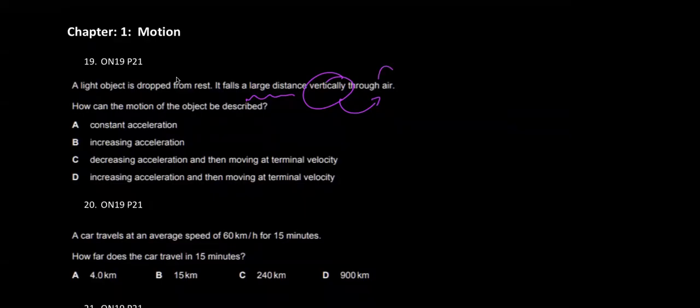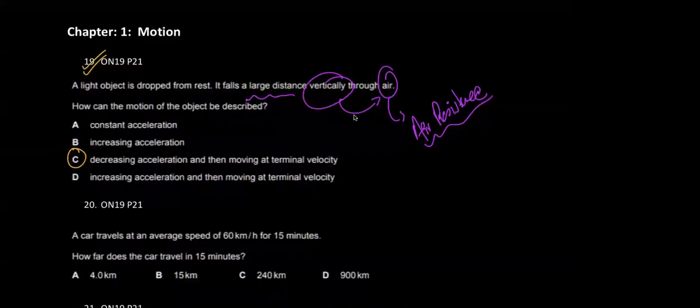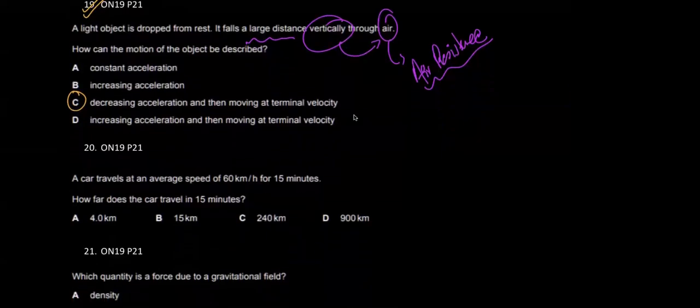If it falls through air, it means there is air resistance. If there is air resistance, that means there is going to be terminal velocity. So the answer is either going to be C or D. And always remember it falls with decreasing acceleration. There never is increasing acceleration, okay? There's always decreasing acceleration and then it starts moving at terminal velocity.